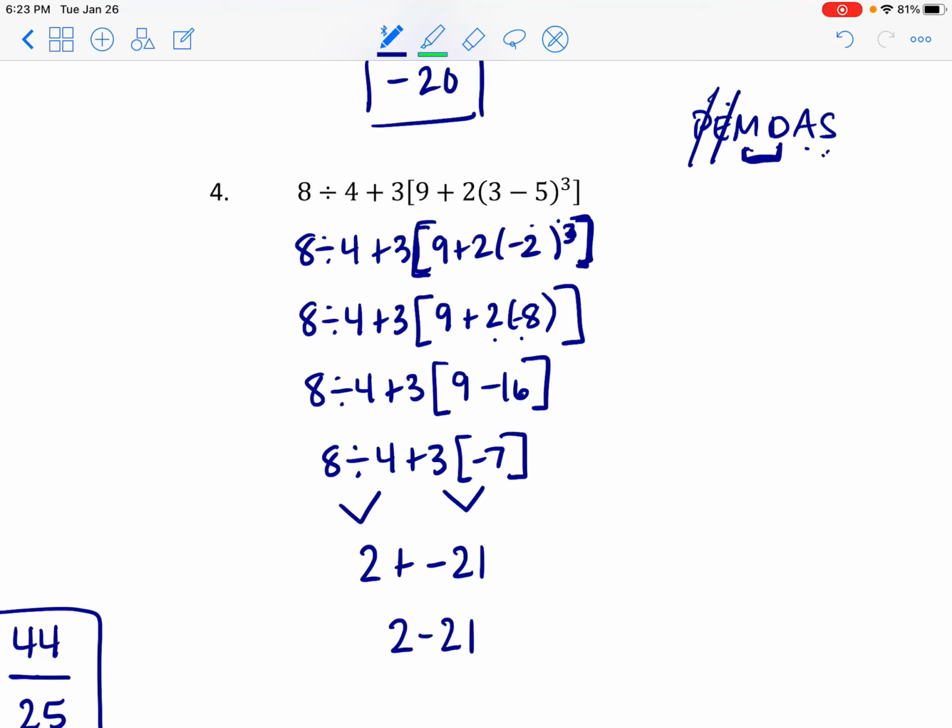Now I can go ahead and subtract. So I end up with a negative 19. Remember, they're different signs. Find the difference and keep the sign of the bigger number. And if you can do this in fewer steps, by all means. I just don't want to lose anyone.